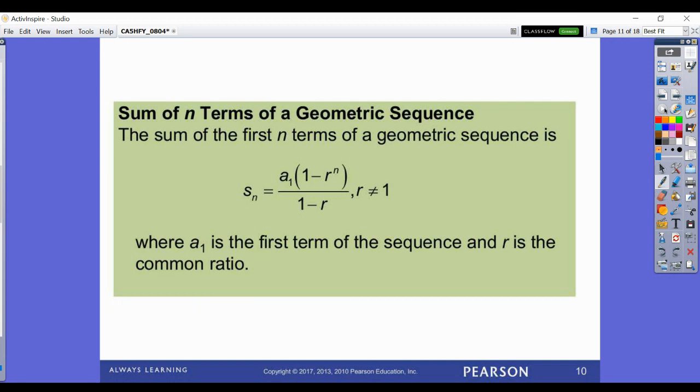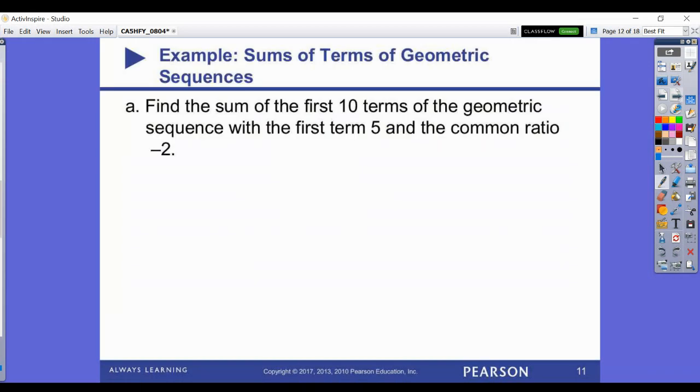Okay, if I want to look at a geometric sequence, this is the formula that I would use right here. R can't equal 1 because if R is 1, it's not a geometric series. If you keep multiplying by 1, you're just getting the same number over and over again. So that doesn't make any sense at all. So in order to use this formula, what do I need to know? I need to know the first term, the ratio that I'm multiplying by, and how many terms I'm looking for. However many you're looking for.